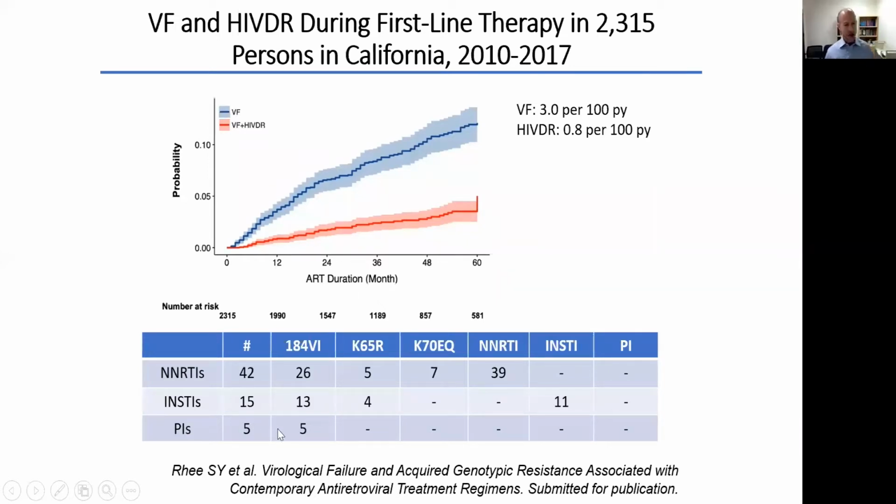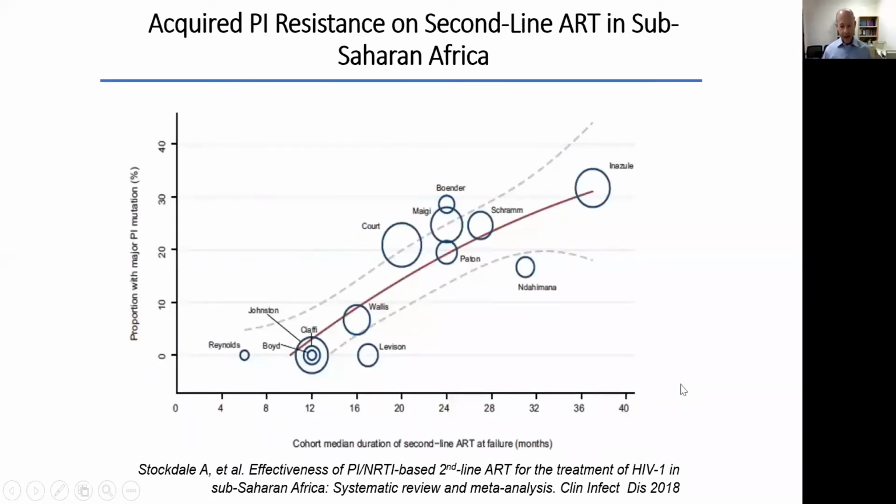But among those who received a PI, the only mutation to develop was M184VI. Protease inhibitor resistance mutations didn't develop at all during first-line therapy in this cohort. So now I'll turn to a later stage of therapy, and studies from sub-Saharan Africa have shown success rate of about 65% with second-line therapy at 1 to 2 years, and from South and Southeast Asia, about 75% at 1 to 2 years.